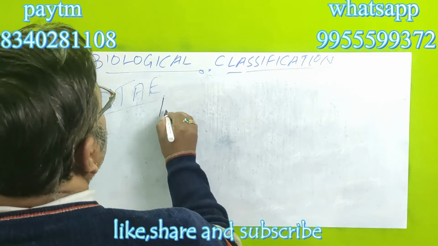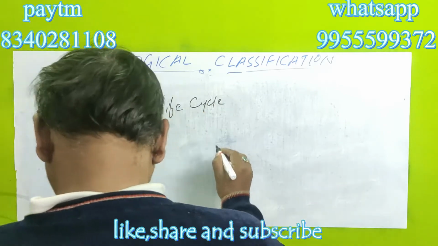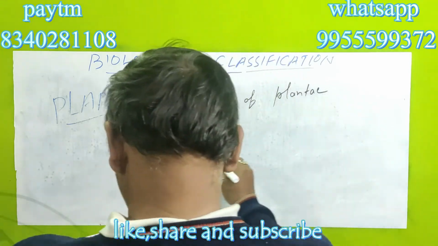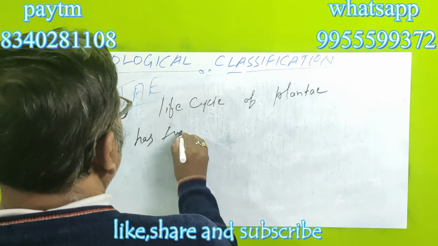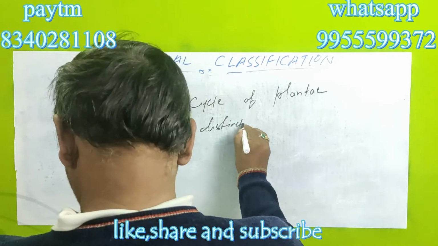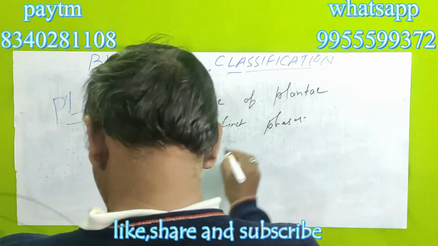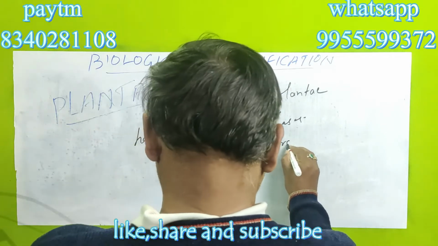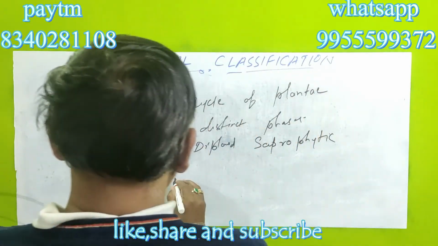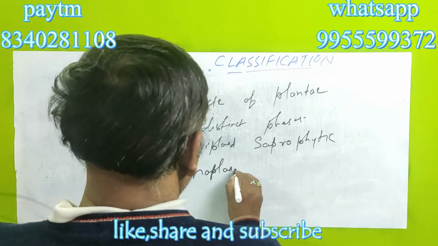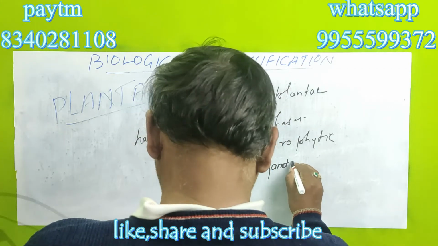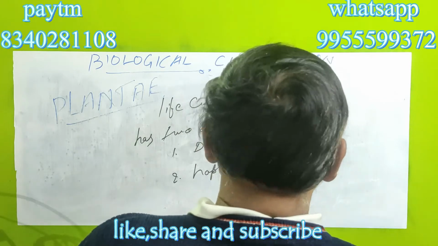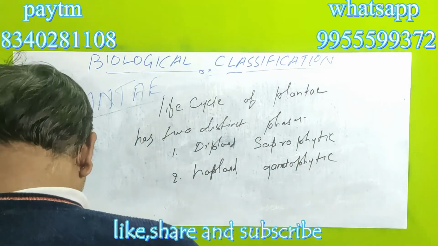The life cycle of plants has two distinct phases. That is, first is diploid sporophytic, and the second is haploid gametophytic.